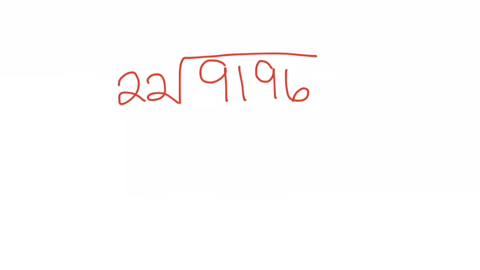Alright, so I've written this problem for us in the normal way that you're going to see division, and the way that we're going to read this is 9,196 divided by 22. Now, one strategy that a lot of people use is they take this number here, which is your divisor. That's the number that you're dividing by. And one thing that people will do is they'll write multiples of that number.